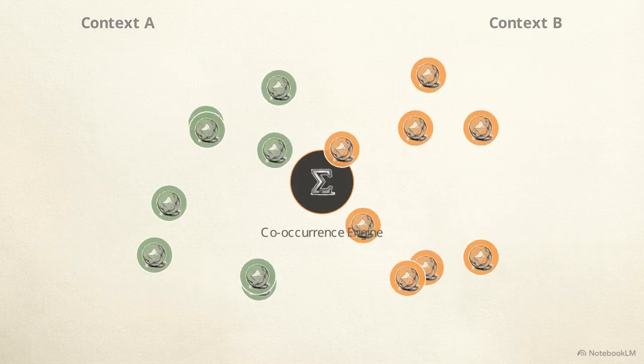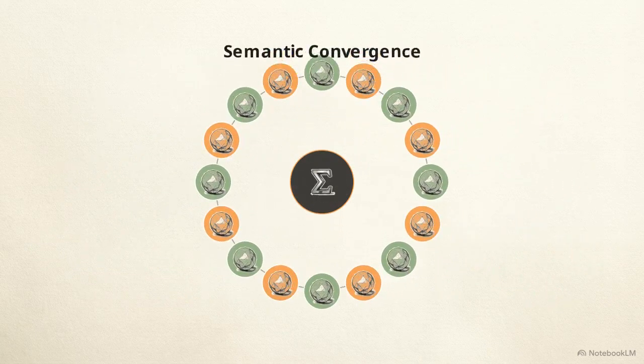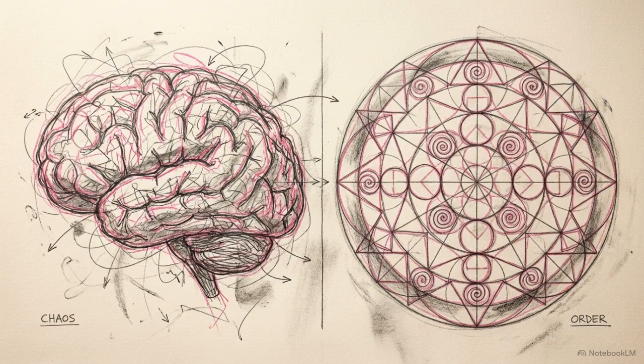By simply counting how often words sit next to each other, we can translate the messy, abstract world of human thought into a clear, geometric map.